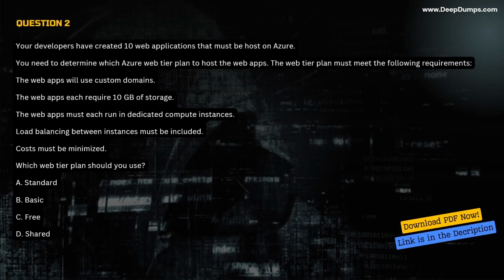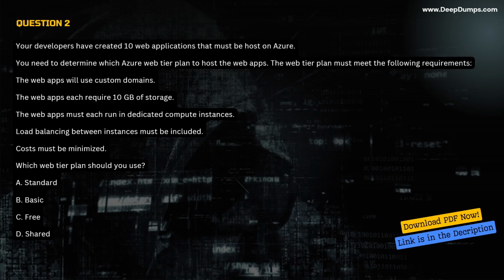Question 2. Your developers have created 10 web applications that must be hosted on Azure. You need to determine which Azure Web Tier plan to host the web apps. The Web Tier plan must meet the following requirements. The web apps will use custom domains. The web apps each require 10 GB of storage. The web apps must each run in dedicated compute instances. Load balancing between instances must be included. Costs must be minimized. Which web tier plan should you use?